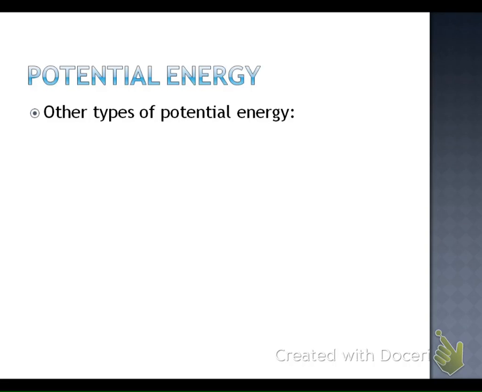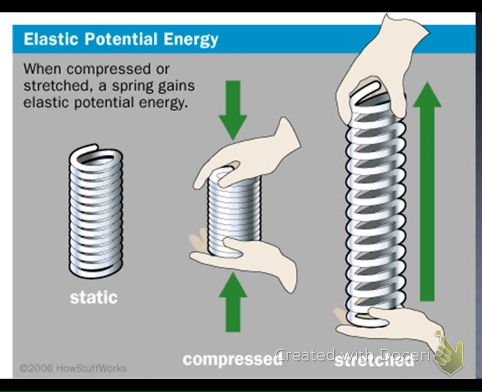So we're going to look at a couple different types of potential energy besides gravitational. We're going to look at elastic things and things that are coils or springs. So take a look at this picture of a spring. This is the compressed state in the middle. This is the stretched state. This is just its static, regular, nothing being exerted on it kind of state.